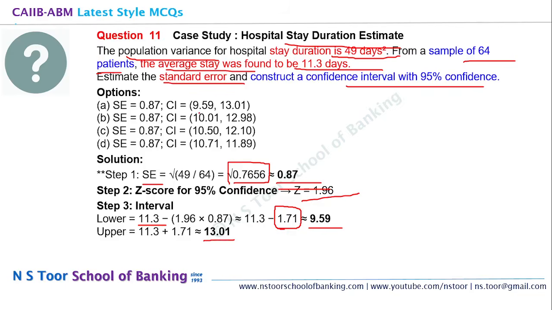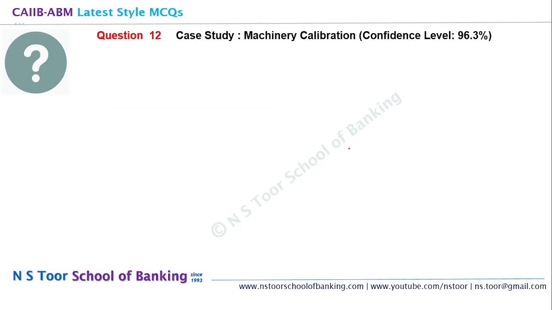So what will be my correct answer? 9.59 and 13.1 will be my correct answer. So A is the correct answer for our question. Now let us go for the next question.